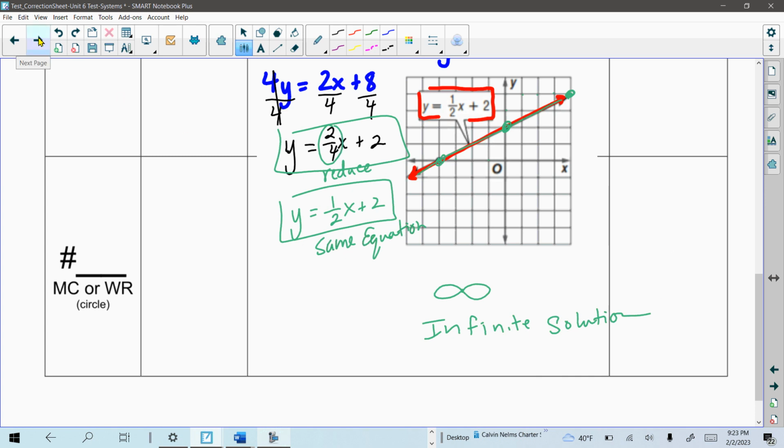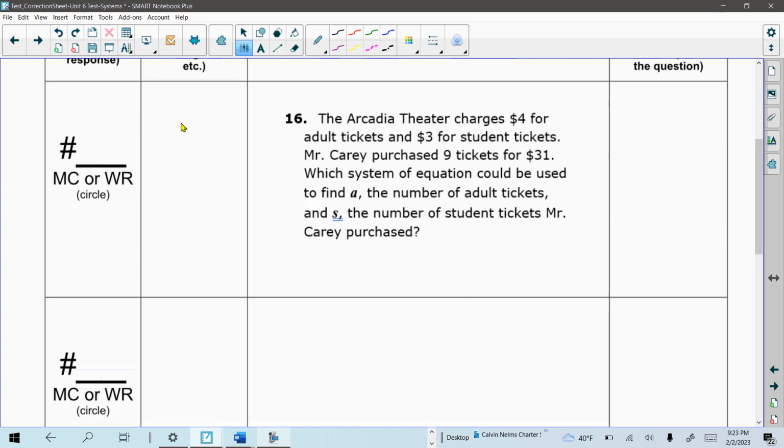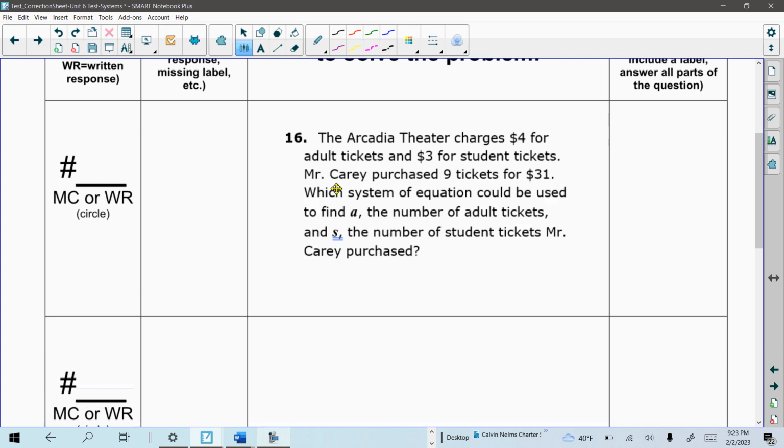And then here on our last two questions, you had a word problem that you had to pick the right system for. And I think the breakdown came down to understanding the two sentences, the two parts. So the theater charges $4 for adult tickets, $3 for student tickets. Then it says that Mr. Carey purchased 9 tickets for a total of $31. This is talking about money. There's a dollar sign here. So that means that information goes together.